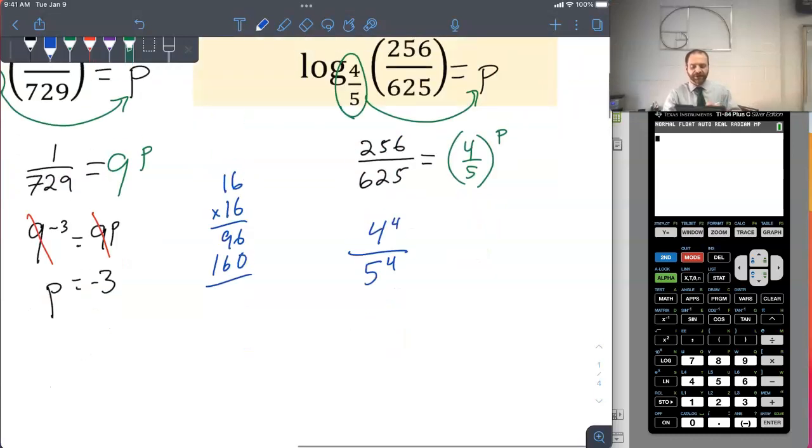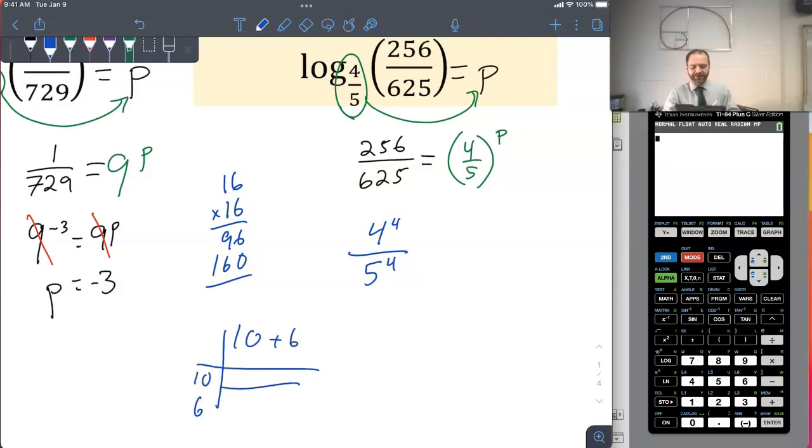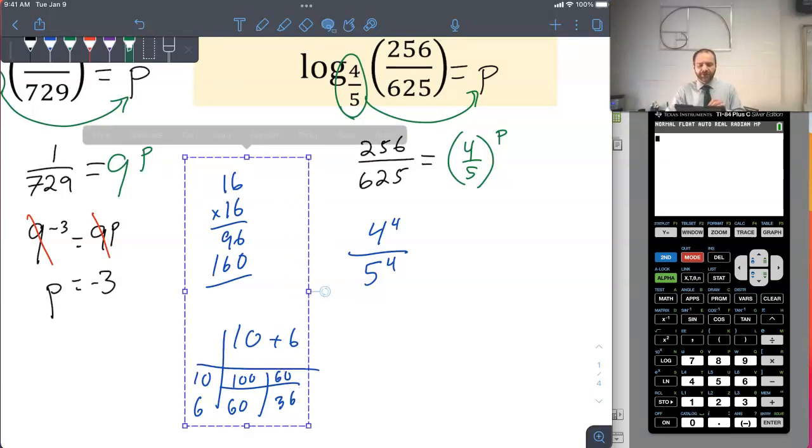I could also, by the way, do the area model, 10 plus 6. Oh, by the way, I could do 10 plus 6 times 10 plus 6, couldn't I? I could do 100 here, 60, 60, and 36. So I can even use the area model without variables. That's the idea behind it. Variables are used to represent numbers. So can I use the same techniques? So that's if you're ever stuck, what you're supposed to do.